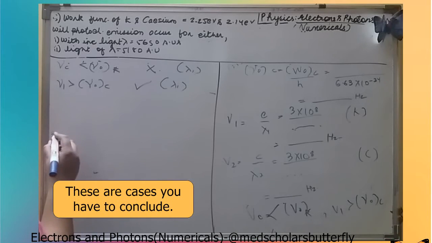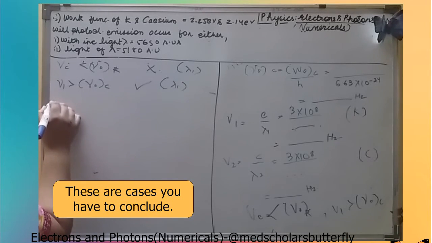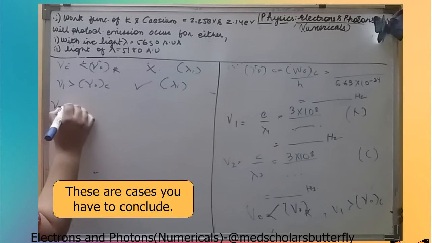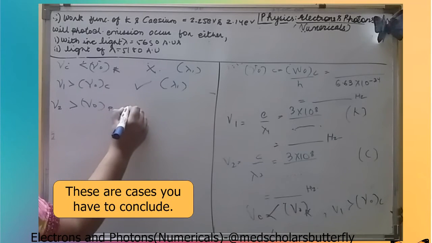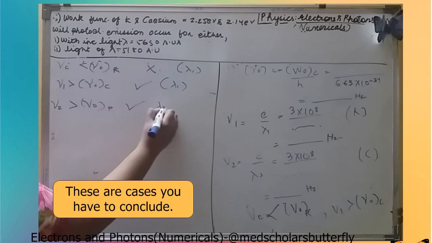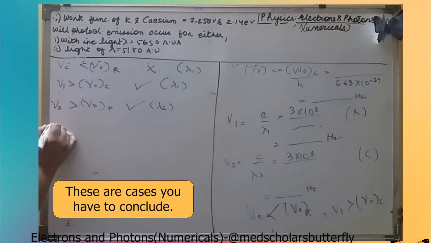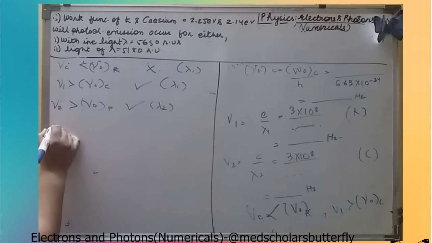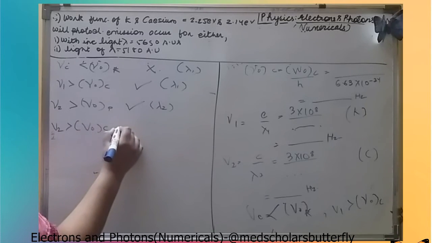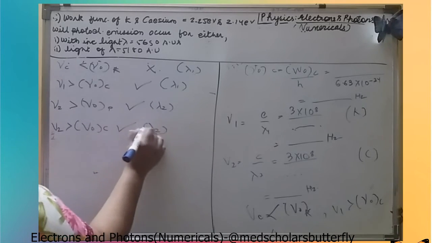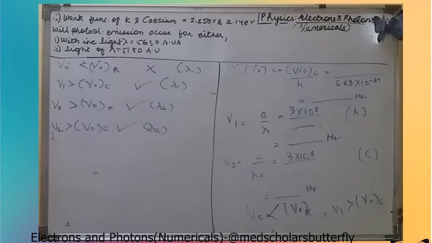Then for potassium, nu 2 is greater than nu 0, so that means it will occur for lambda 2, and for cesium also nu 2 is greater than nu 0, that means it will occur. So that means both potassium and cesium will exhibit the photoelectric effect.